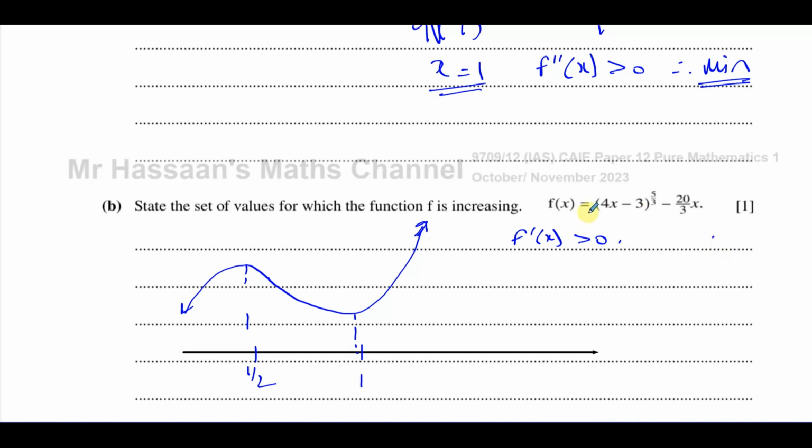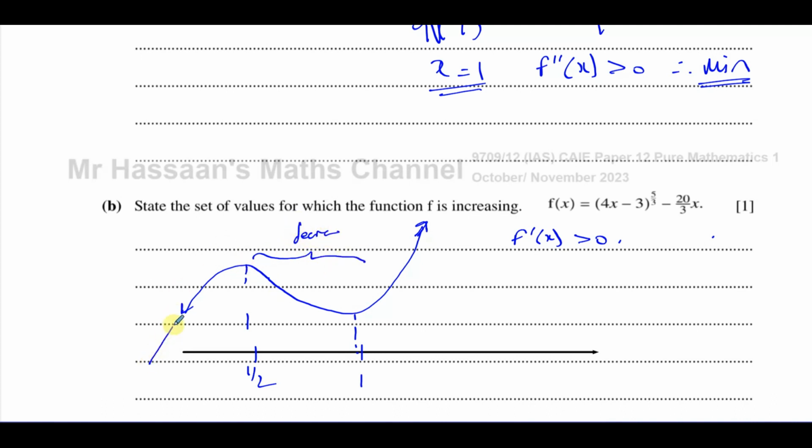So what we could do here is make things complicated and find the gradient function and try to solve the inequality f dash of x is greater than 0. But we don't need to do that, because we've found enough information in the previous part of the question. We haven't done an accurate sketch, but we know that there's a maximum at x equals a half and a minimum at x equals 1. Between a half and 1, we see there's a negative gradient. That means the function is decreasing in this range, which is the opposite of what we want.